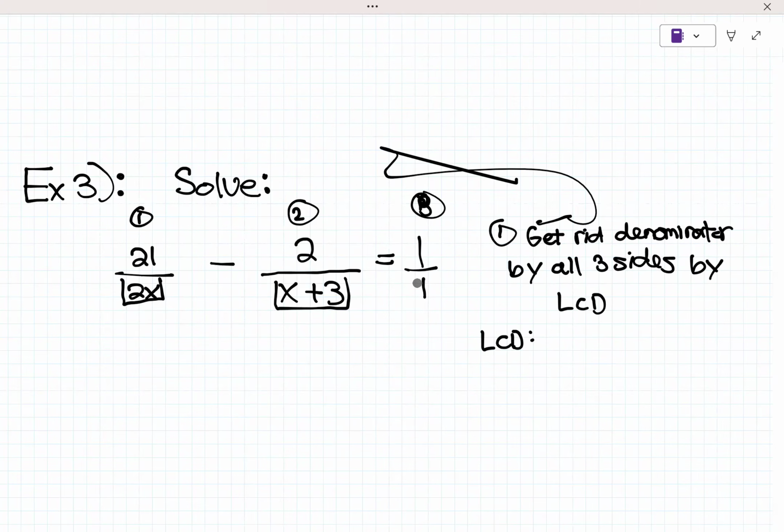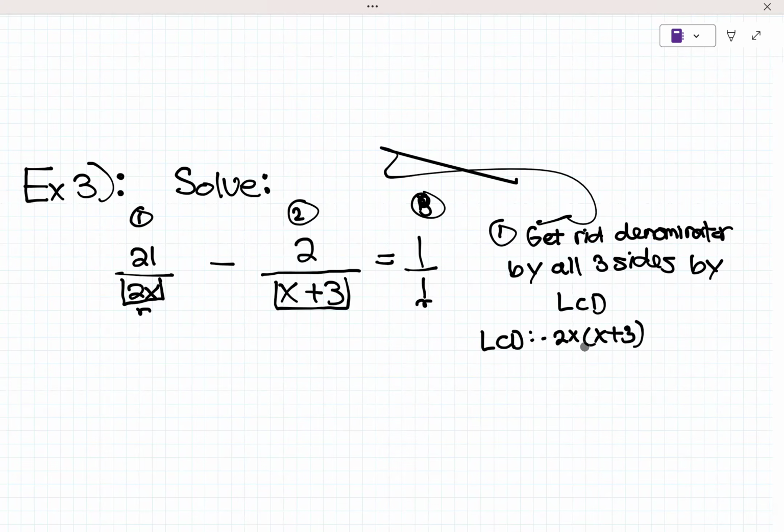So the good news is it's already in its most prime form, right? 2x, x plus 3, and 1. They cannot be broken down, and they're different bases. This is a base of 2x, this is a base of x plus 3, this is a base of 1. So when you're in the most prime form and the bases are all different, you literally just put it all together. Your LCD is 2x times x plus 3. You also have that 1, but you don't have to worry about it because 1 times anything is itself.